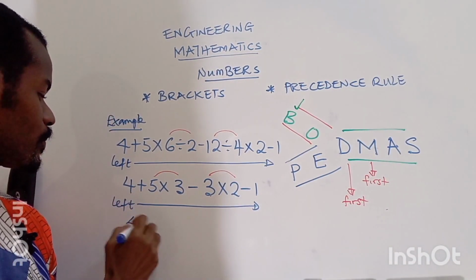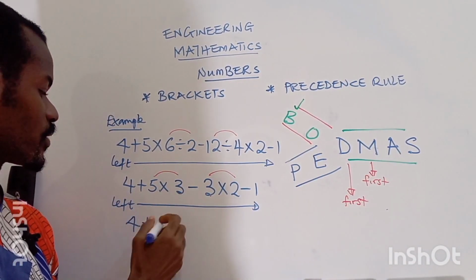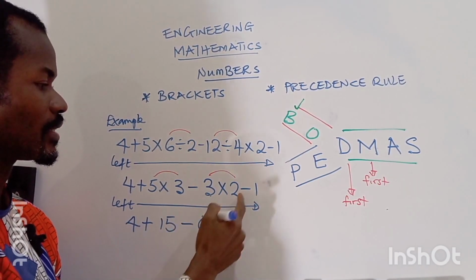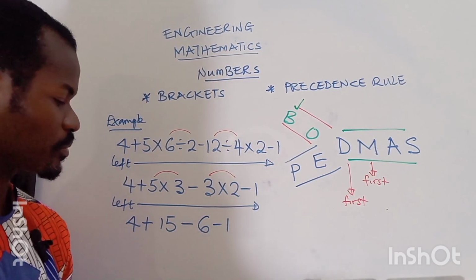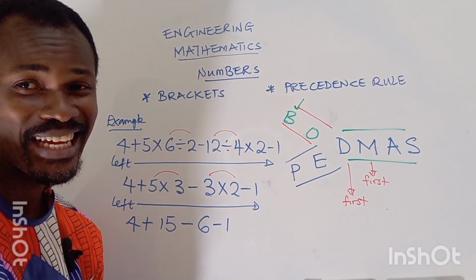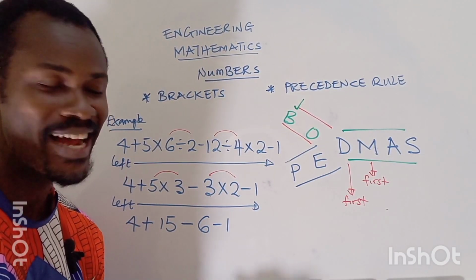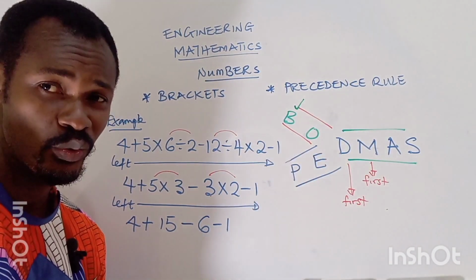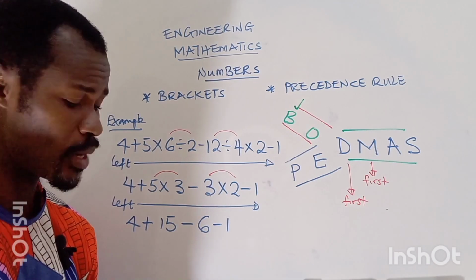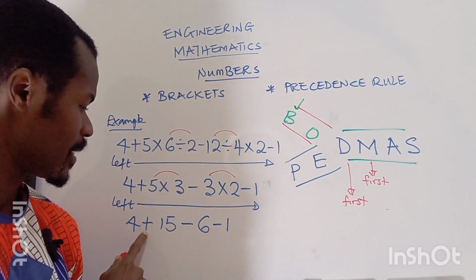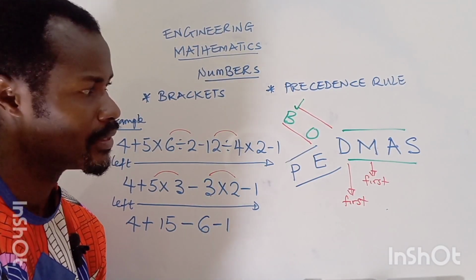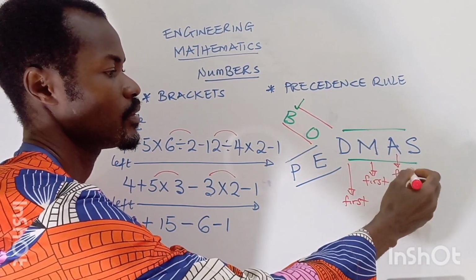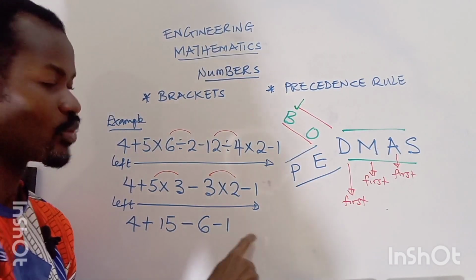So we have 4 plus 5 times 3 is 15, minus 3 times 2 we know is 6, and we have minus 1. Now with this, you can see that the problem is getting more simplified. Alright, we have to come back to our precedence rule. Now what next are we going to apply? We have plus and just 2 minuses. So addition is the next thing we want to work on first, moving from left to right.